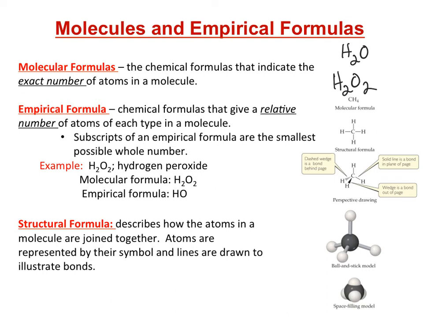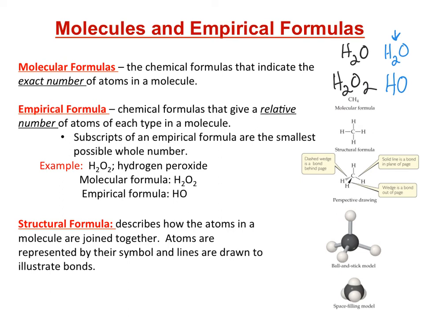But we also have what we call the empirical formula. And the empirical formula is really just a ratio of the atoms in each molecule. So for H2O, the smallest relative number of atoms in each type of molecule is still 2 hydrogens and 1 oxygen. But for hydrogen peroxide, you really have 1 hydrogen for every 1 oxygen. And so here we're talking about the empirical formulas.